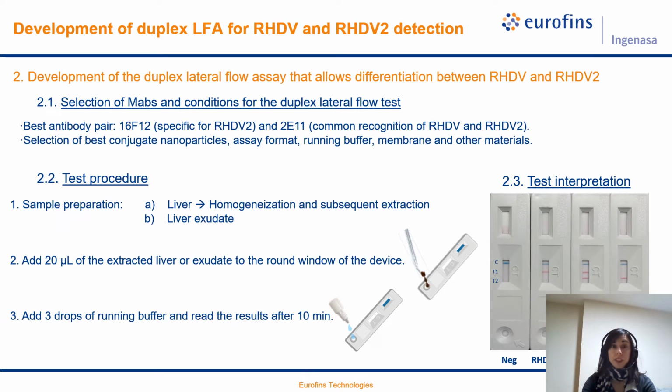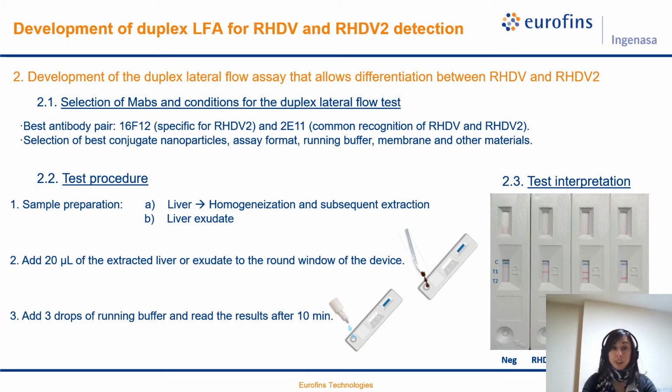For achieving the second objective, the development of the duplex lateral flow assay that allows the differentiation between the 2 variants, the selection of the antibodies and the conditions was studied. The best antibody pair was composed of the monoclonal antibody 16F12 that is specific for the detection of RHDV2, and another antibody, 2E11, that commonly recognizes RHDV and RHDV2. Furthermore, the conjugate nanoparticles, the assay format, the running buffer, membrane, and all the materials involved were studied, and the best ones were selected. The test procedure was established in three different steps.